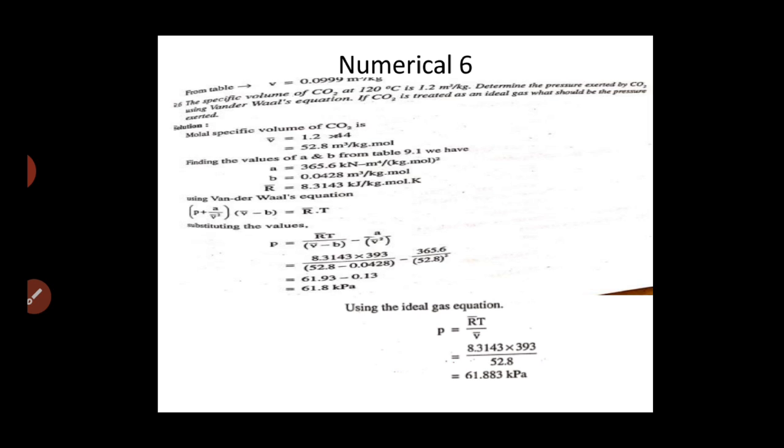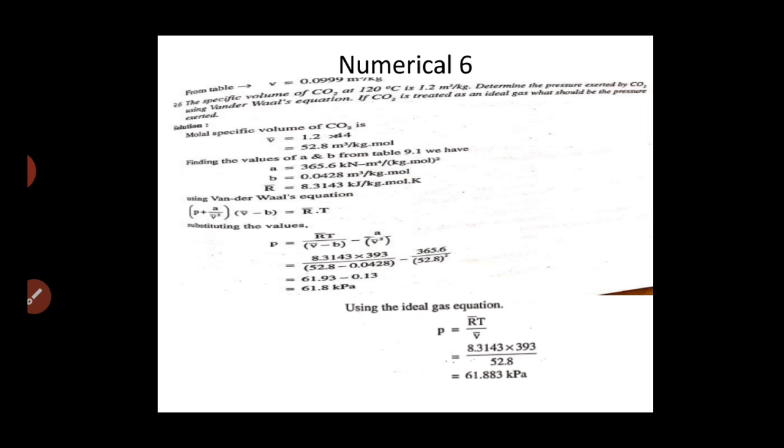Now if you want to find it straight away from the ideal gas equation, PV is equal to RT, and I directly use the molar specific volume, so P is equal to R bar T divided by V bar. R bar is 8.3143 into temperature 393 Kelvin, divided by V bar, 52.8. So you again get the same 61.8 kilopascal.